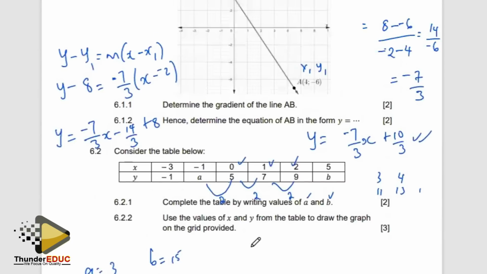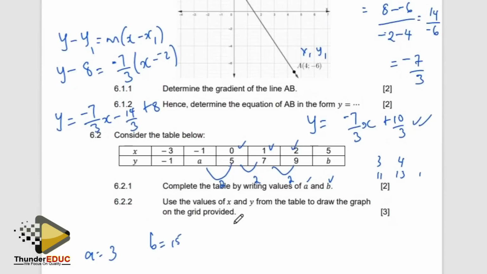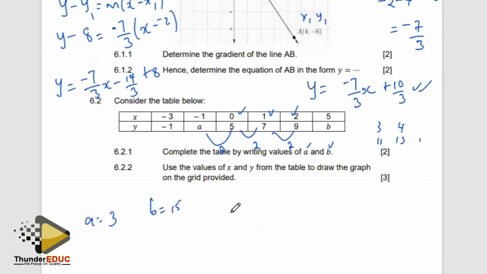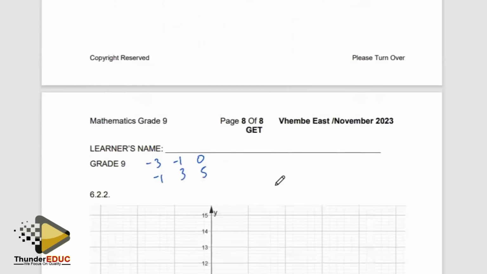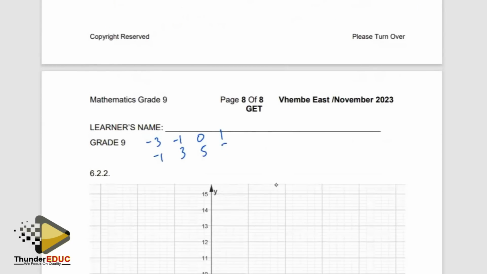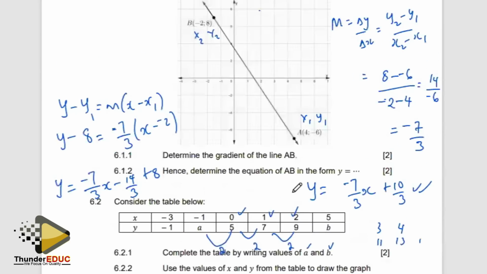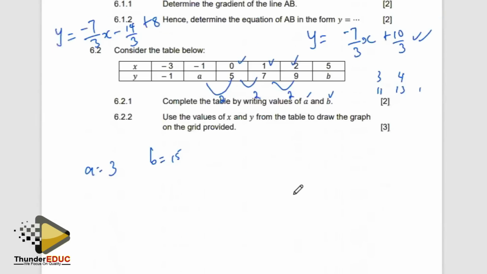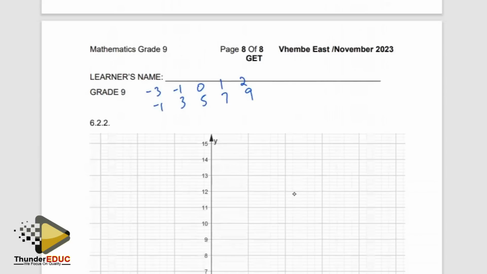Remember, the pattern is linear, so we expect a straight line graph. And with a straight line graph, we only need 3 points. Use the values of x from the table to draw. Now let me write down everything just for everyone's sake. 1 and 7, 2 and 9. And then we have 5 and 15. That's what we got now.